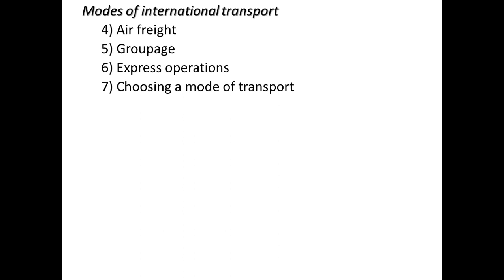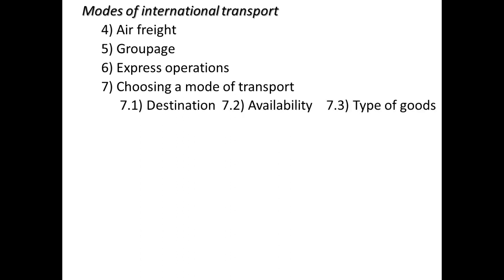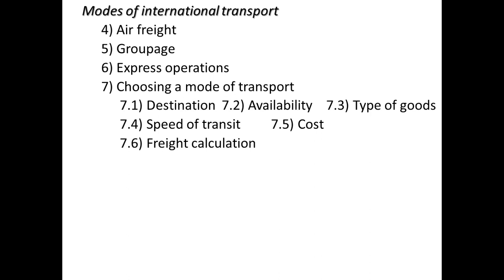7. Choosing a mode of transportation. In order to choose the mode of transportation, we look at 1. Destination. 2. Availability. 3. Type of goods. 4. Speed of transit. 5. Cost. And 6. Freight calculation.